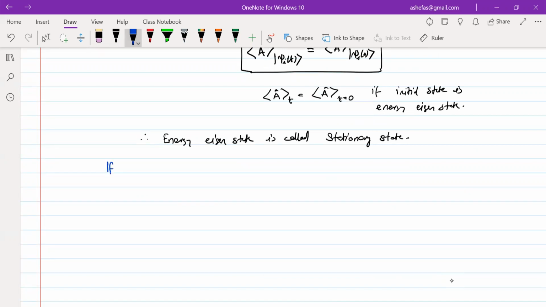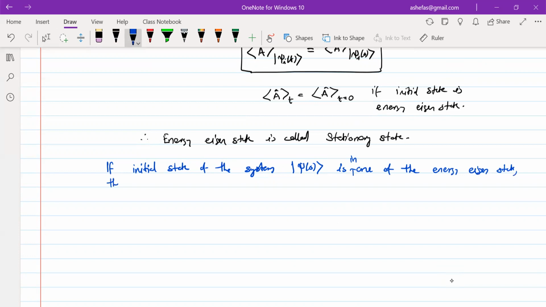So if the initial state of the system, which we can represent as psi of 0, is in one of the energy eigenstates, then the system remains in that state.